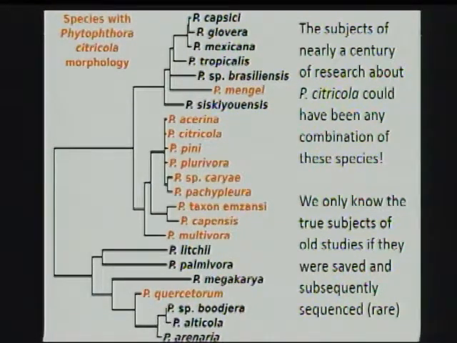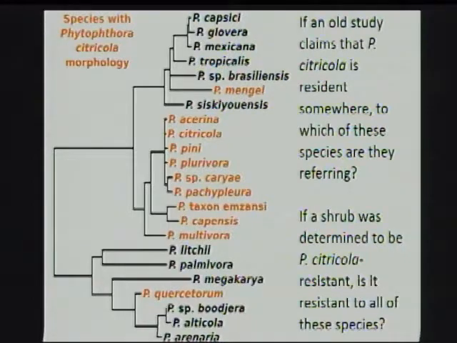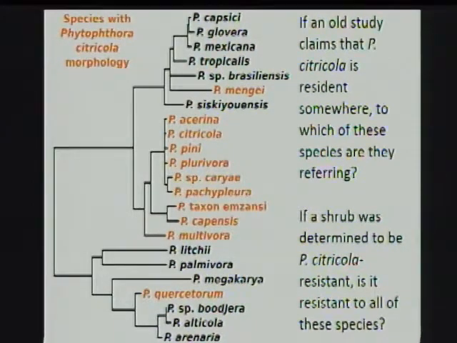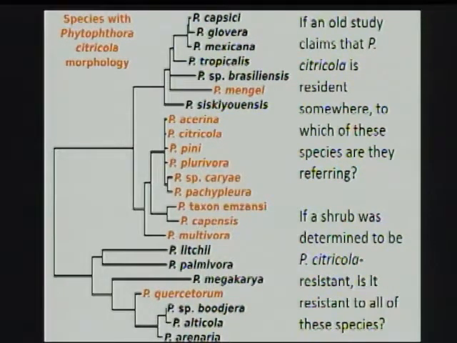We looked through Greg Brown's collection, but they didn't exist anymore. And so imagine you are reading an old study and it says Phytophthora citricola is native to California. It's resident in California. Well, what does that really mean? Which one of these species are they talking about? If someone gives you a shrub and they said this shrub is resistant to Phytophthora citricola, which, if any, of these species is it really resistant to?